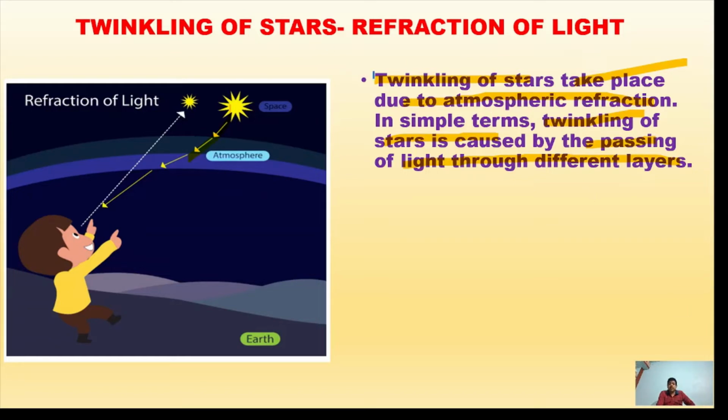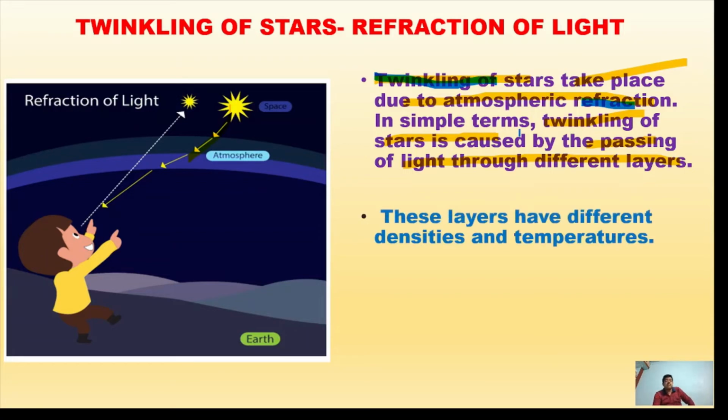Twinkling of stars takes place due to atmospheric refraction. Understand? Yes, because when the light comes from the star to Earth through different layers of atmosphere, they have different density and temperature. Due to different density and temperature, there is a change in the speed of light.